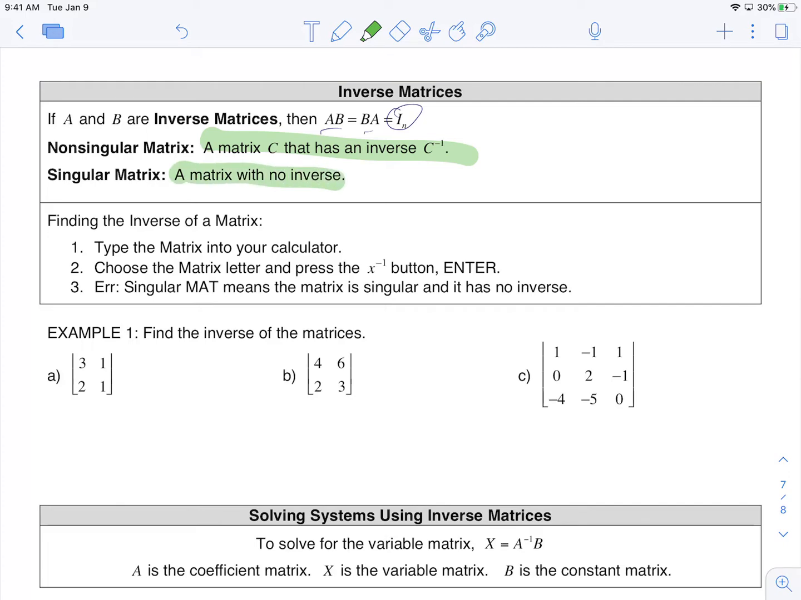I always felt that was kind of counterintuitive. I figured a non-singular would have no inverse and a singular would have an inverse, but it's the other way around. So it's counterintuitive. And we see this a lot in math where you think it's one thing and then it's something else. So just study it, and this is not going to be on the test, so don't worry.